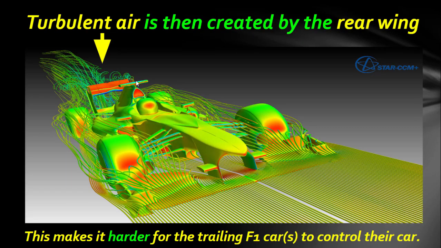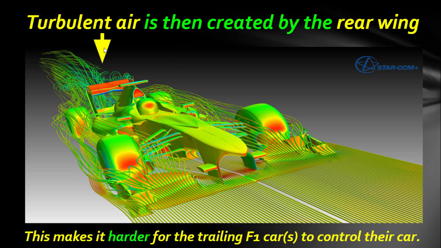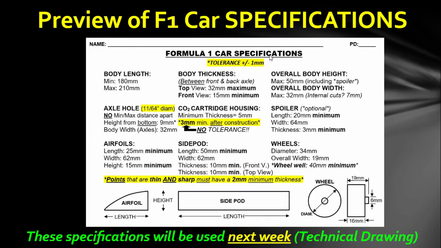reduce fluid friction. This is a very interesting concept here called turbulent air, which is actually allowed in Formula One racing. Engineers designed these rear wings to create this turbulent air, this monster in the back, which makes it harder for the trailing cars to control their cars. So this is actually something that's allowed and something that engineers incorporate into their Formula One car designs.